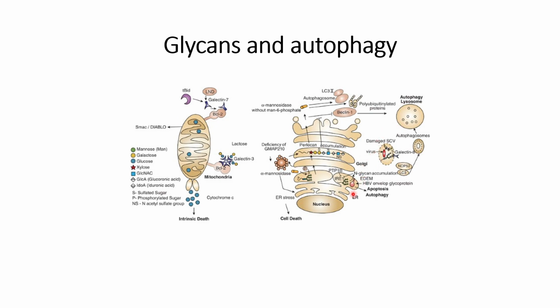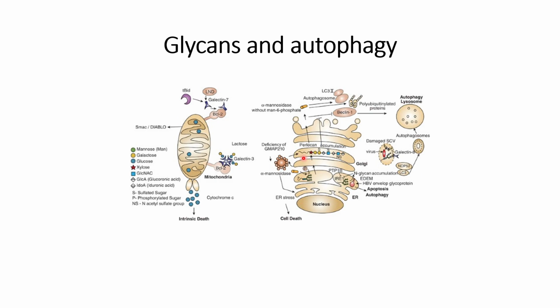This is one of the ways by which autophagy can be triggered, and this galectin can act in a cytoprotective manner. At the same time, if there is a deficiency of GMAP 210 within the endoplasmic reticulum, then it will lead to a decrease in the cargo of glycoproteins that helps in the transport of proteins from the endoplasmic reticulum to the Golgi.